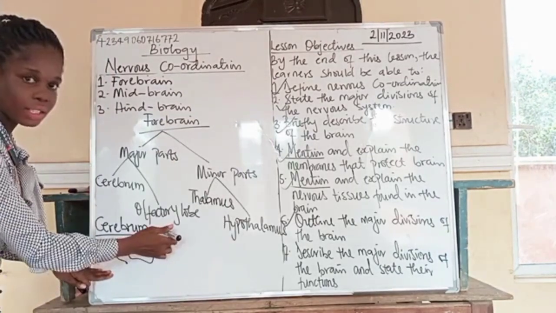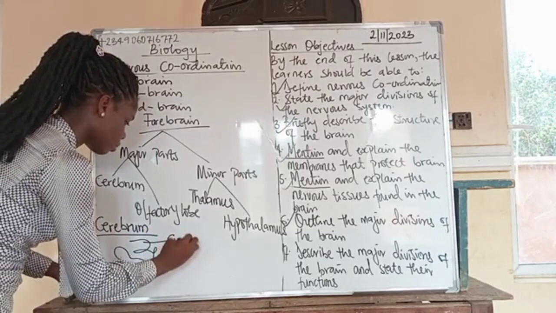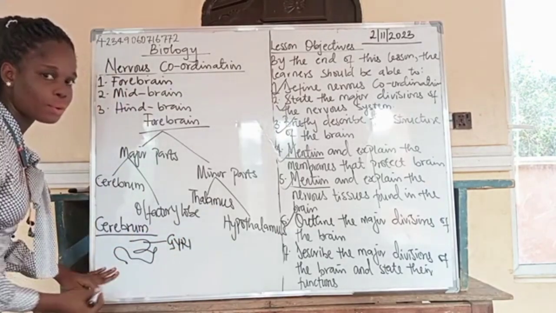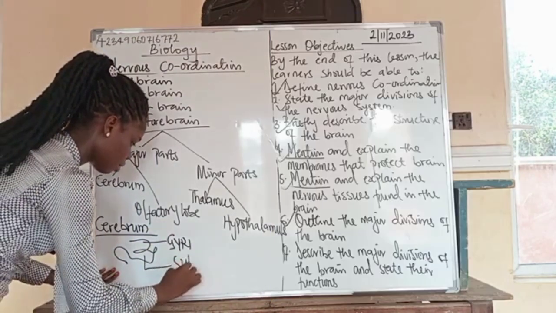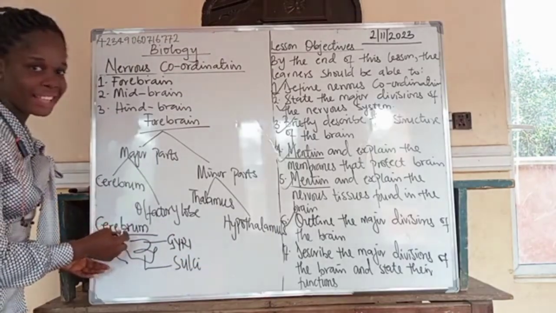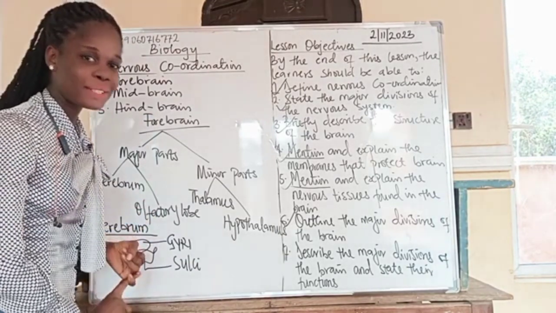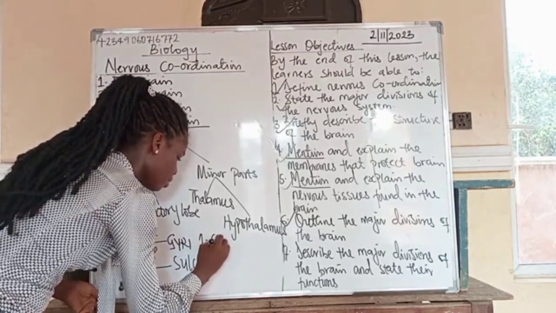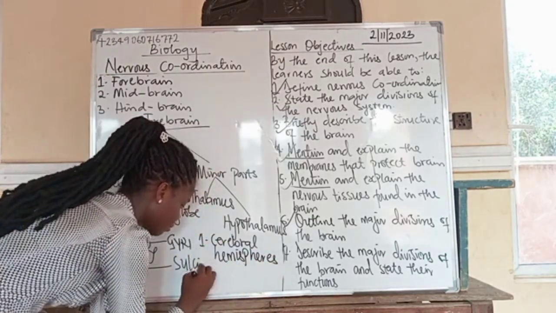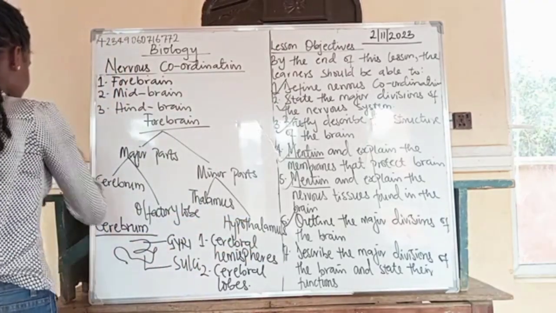The folds of the cerebrum are called gyri, while the spaces between the folds are called sulci. The cerebrum then is further divided into two. It is divided into cerebral hemispheres and cerebral lobes. Now we look at the cerebral hemispheres.